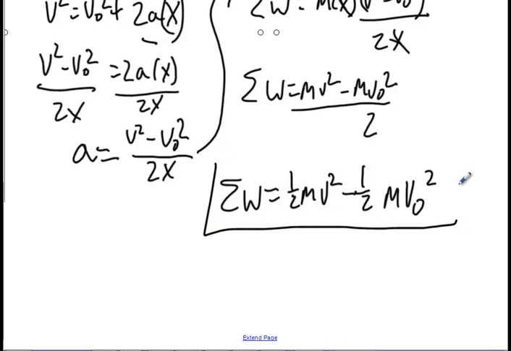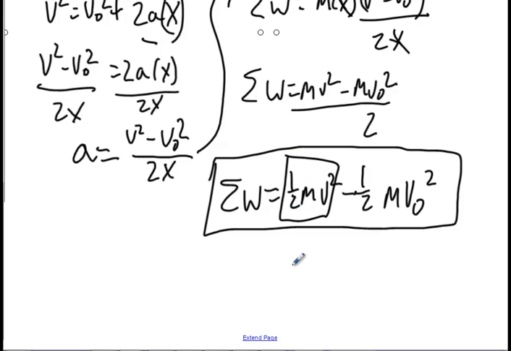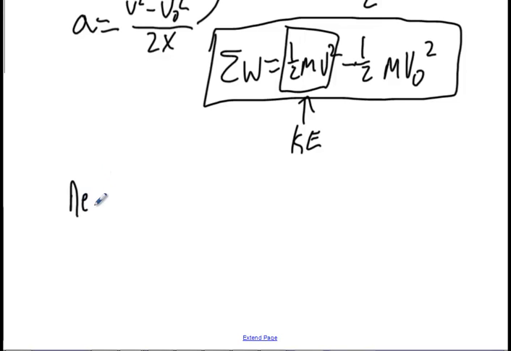This right here is a very powerful tool. In fact, it's so powerful we give it its own name. This term right here is called kinetic energy. It's the energy an object has due to its motion. And what this tells us is the net work done on an object is equal to the change in kinetic energy. So just by knowing how much something's velocity has changed and knowing its mass, we can figure out how much work was done on the object.